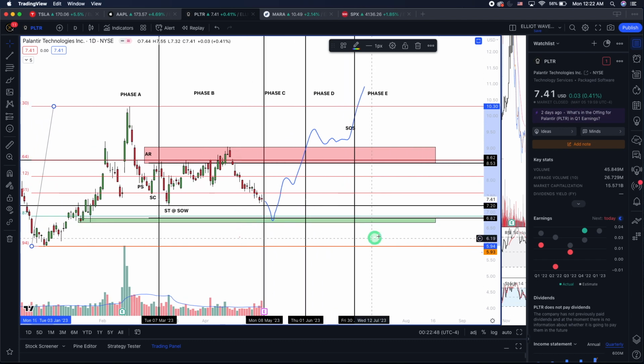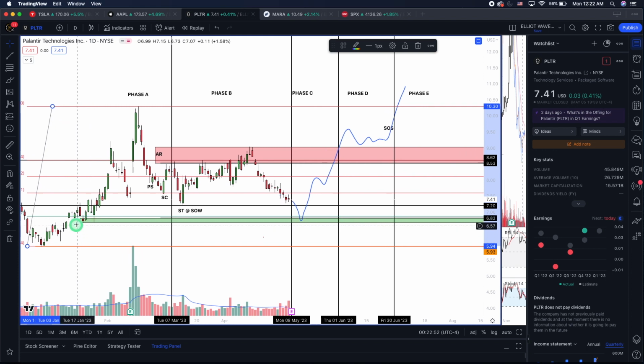And that's basically this demand zone based off of this red candle, which saw us getting a nice move. We came back into it, and you can see how we immediately touched that area, and we rallied hard, right?